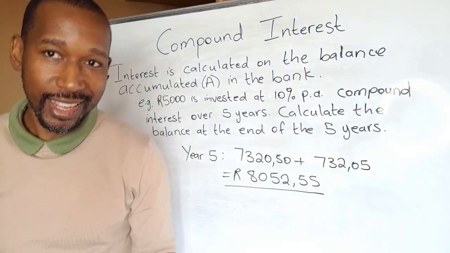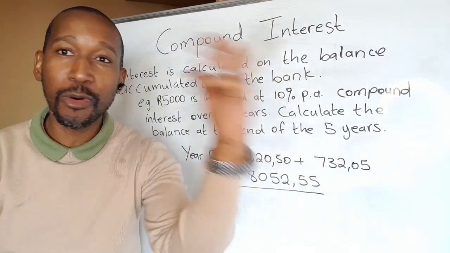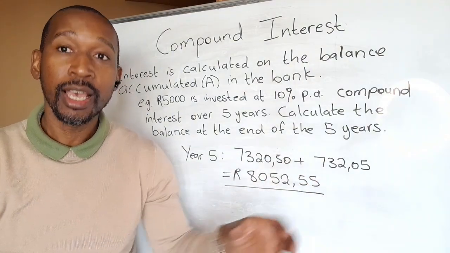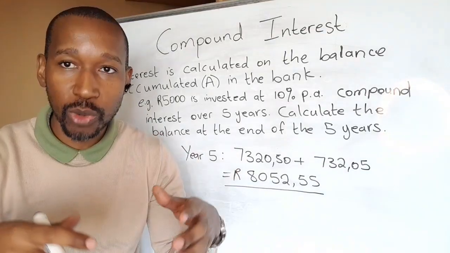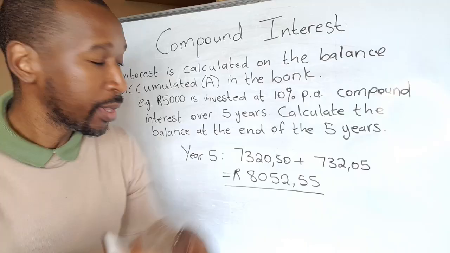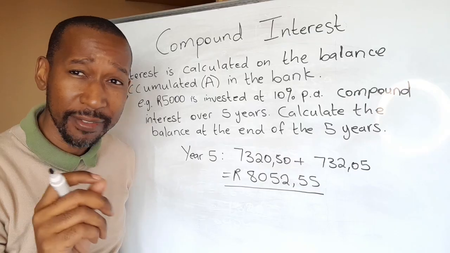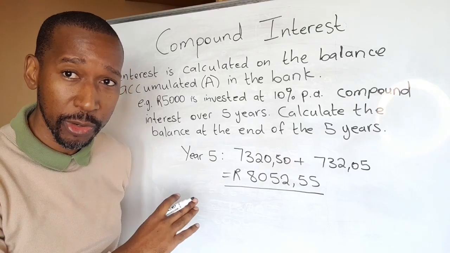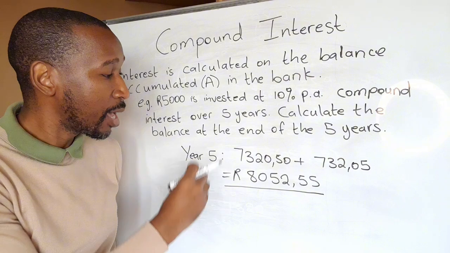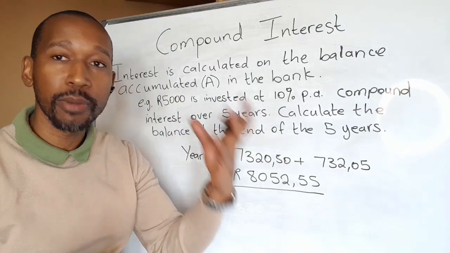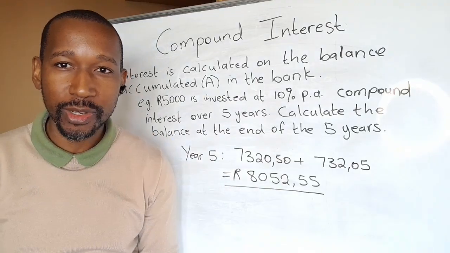We can see that the interest has grown far more than the simple interest, and the amount of interest that is being added over the years is in itself increasing, which is why we call it compounding. Compared to the previous one for simple interest, which gave us 7,500 over the same period of time, this one has given us 552 Rand 55 more, 52 cents, sorry, more. So that is compound interest at work.